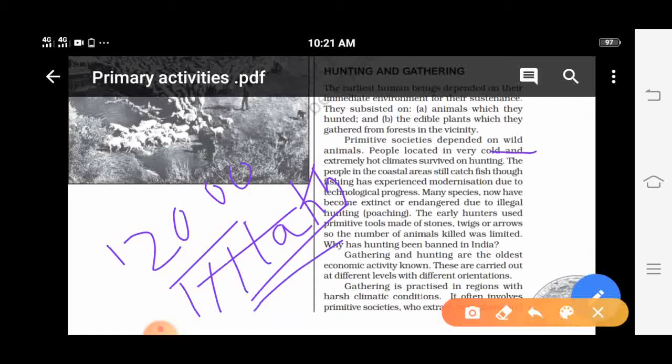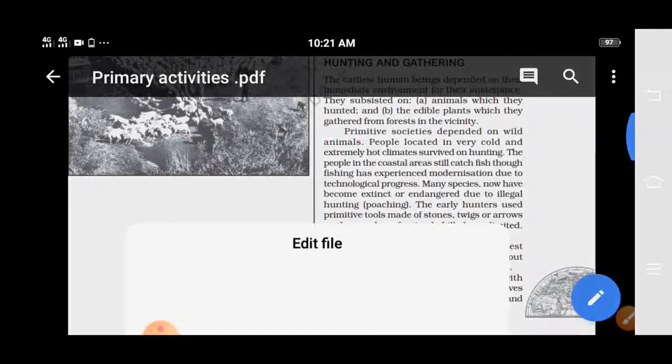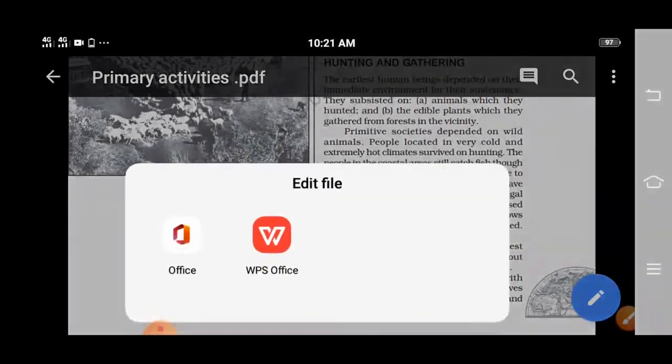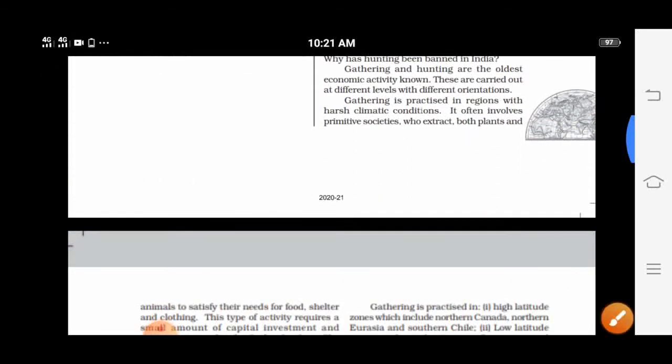Why? Because the society has progressed. We are now shifting our focus to other forms of economic activity. Okay, now see the next form of economic activity, which we call gathering. Now gathering is still practiced today. It is practiced in regions which have again harsh climatic conditions, as I said, like the cold and the very hot areas. Now, what are the characteristics of gathering?